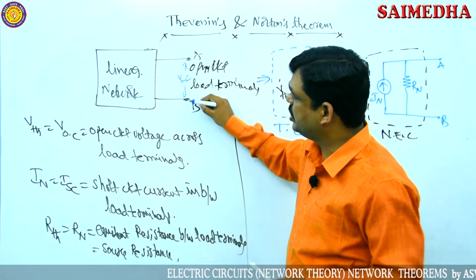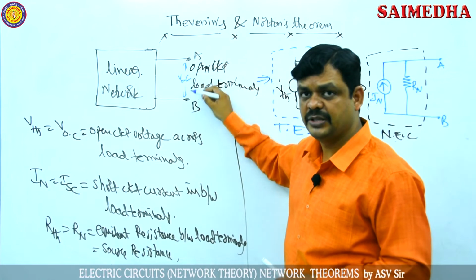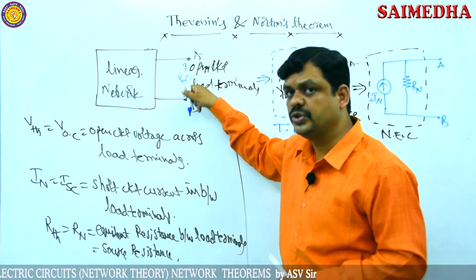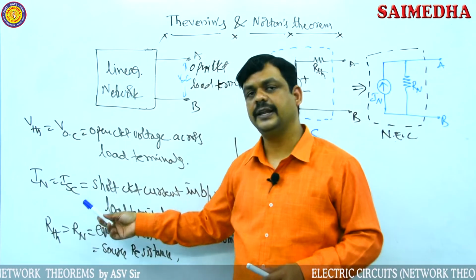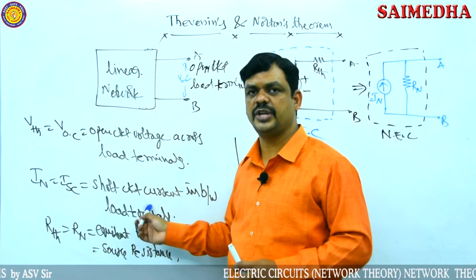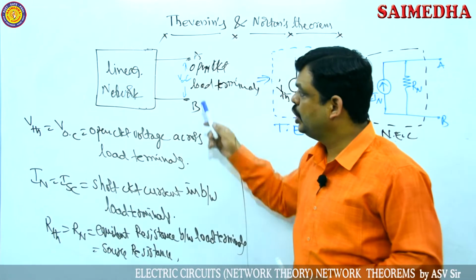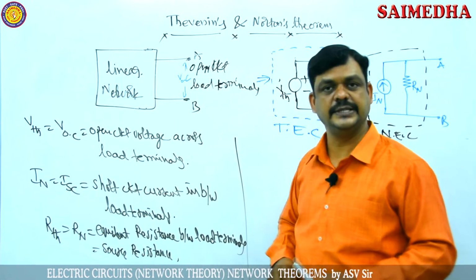So first we have to short circuit these two terminals. A and B terminals are short circuited. Then the current through those terminals is nothing but the short circuit current. So IN or ISC is the short circuit current in between load terminals.